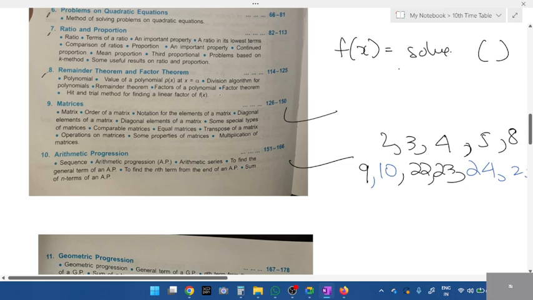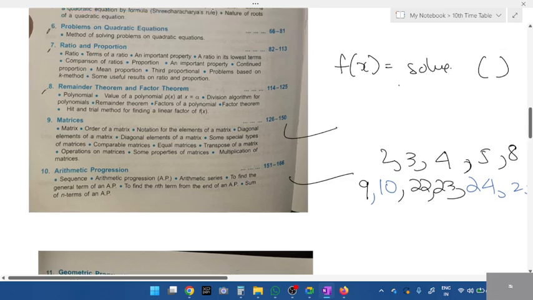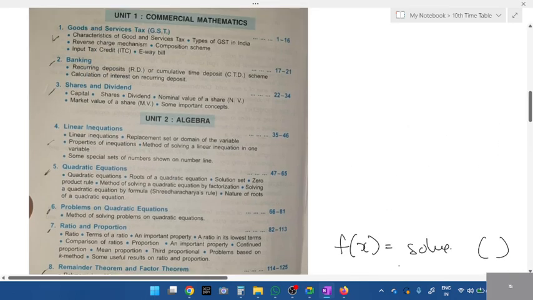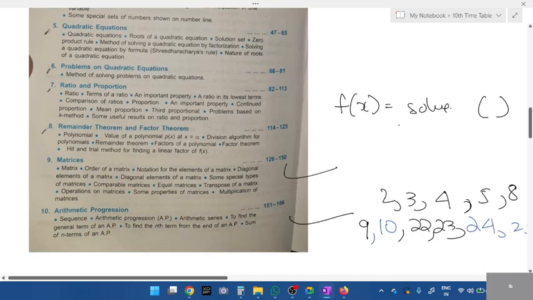Okay, we'll revise tomorrow. See, suddenly if I ask remainder and factor theorem, you won't remember. So you need more practice, students. But if I ask you about linear inequation, shares and dividend, banking, you can immediately solve the questions. That is how you practice. The more you practice, the more you remember.